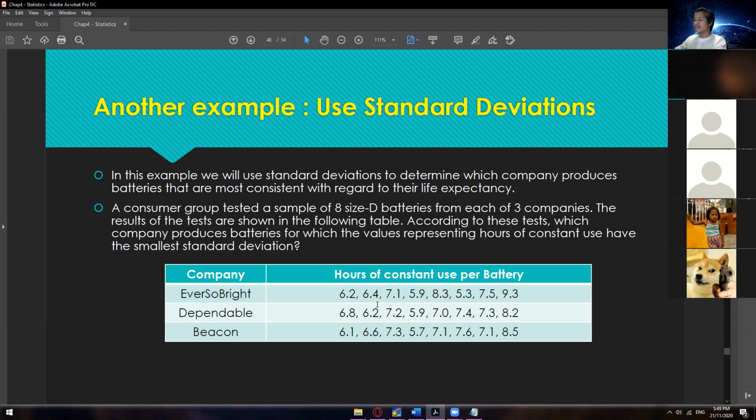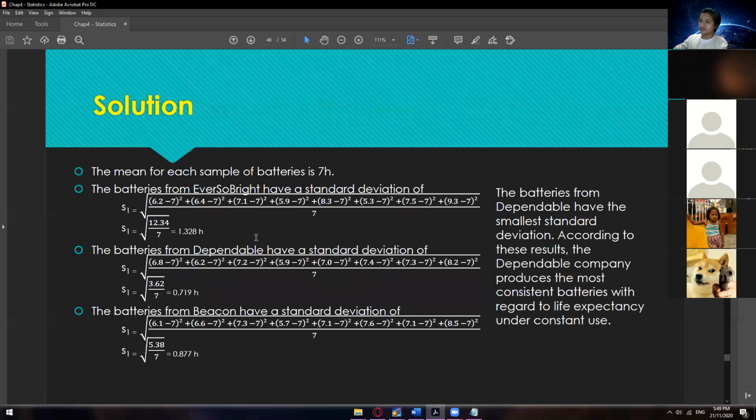All right. So for us to know which one has the smallest standard deviation, let me show you the solution. So here's what Miss Devet is talking about. You can do this one as long as you or your calculator can manage it. Okay, no problem. So we have here the standard deviation for the ever so bright, dependable, and then the beacon.